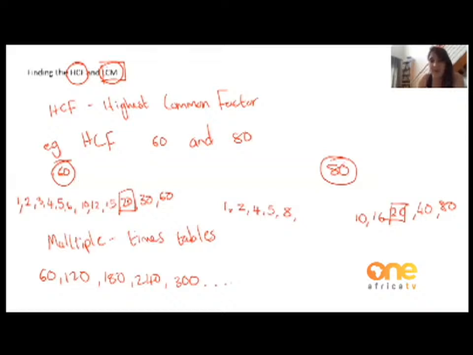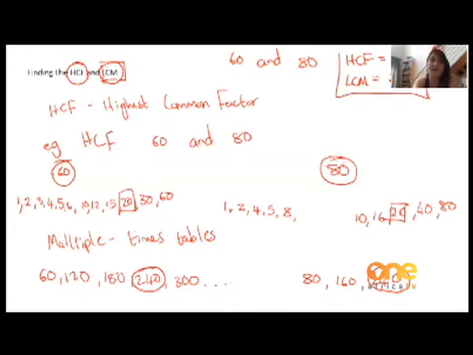The multiples of 80 would be 80, 160, 240, and here we can see these two match up, and so the LCM would be 240. So we can say for 60 and 80, the HCF is 20, and the LCM is 240. That is how we find HCF and LCM using lists.